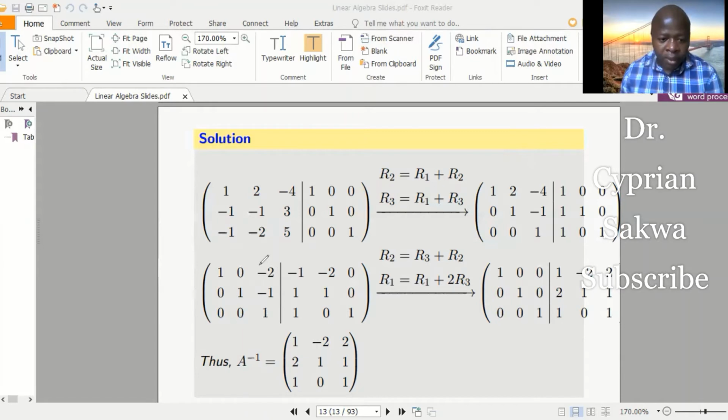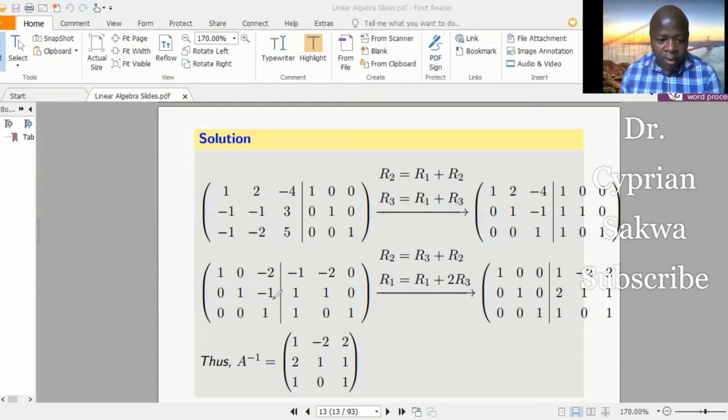What about here? To get a 0 here, we require this row 1 plus 2 row 3. This element plus 2 times this gives us a 0 there. So that's what I did. So this row remains what it is. This row remains what it is. We only want to affect row 2 and row 1. So let's begin with row 2.